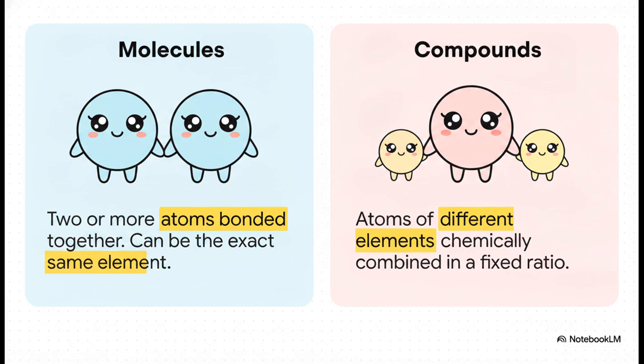Make sense? A molecule is simply any two or more atoms chemically bonded together. It can even be the exact same element partnering up. For example, two oxygen atoms happily pair up to make the breathable O2 gas in our atmosphere. That's a molecule, but it's not a compound because there's no variety there. A compound, on the other hand, absolutely demands diversity. It requires atoms of two or more different elements chemically combined in a fixed, unchangeable ratio. So two hydrogen atoms and one oxygen atom bonding together form H2O, pure water. Because it contains different elements, water is a compound.